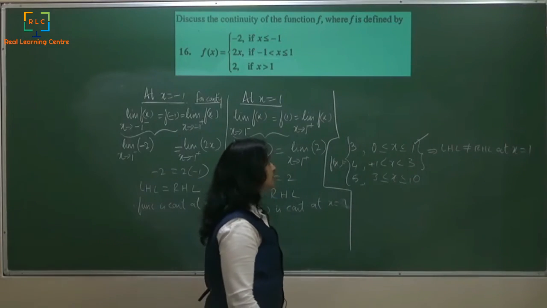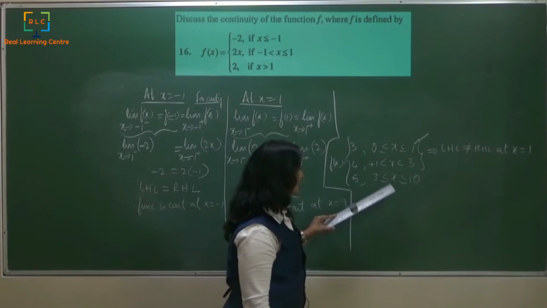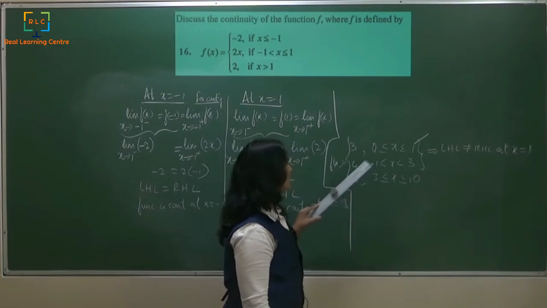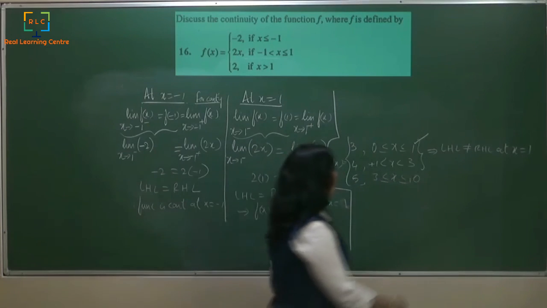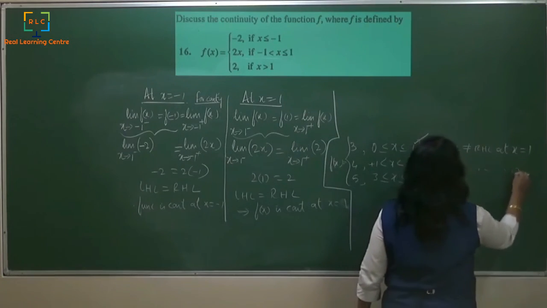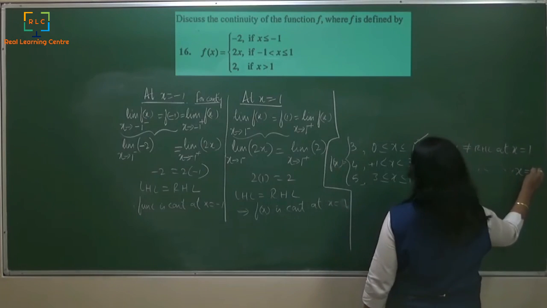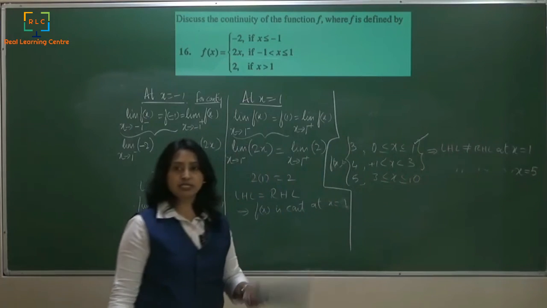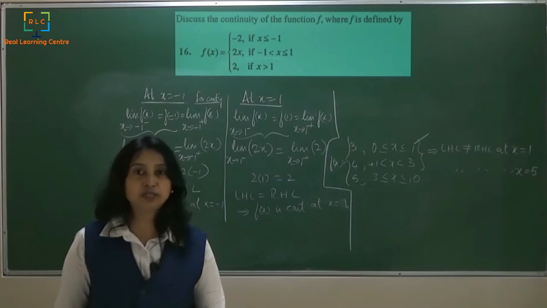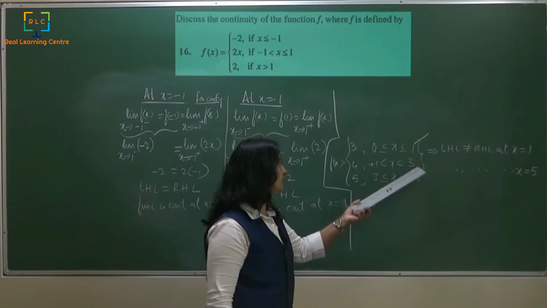Next I am going to discuss about less than 3, and then x greater than 3. When x is less than 3, it is going to be 4, when x is greater than or equal to 3, it is going to be 5. So, LHL is not equal to RHL. So, it is not continuous at x equal to 3 also. So, this is a function with points of discontinuity. What are the points of discontinuity? The points of discontinuity are 1 and 3.